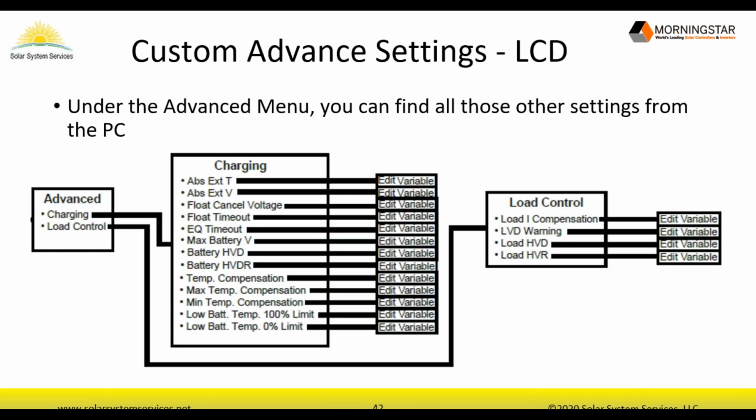Okay, so let's get into the advanced settings for lighting control. You've got a couple there. You can adjust the warning. So basically, you can adjust the LEDs on that and when that might happen, as well as some other settings. You can adjust the high voltage disconnect and reconnect voltages. I think I already kind of mentioned that.